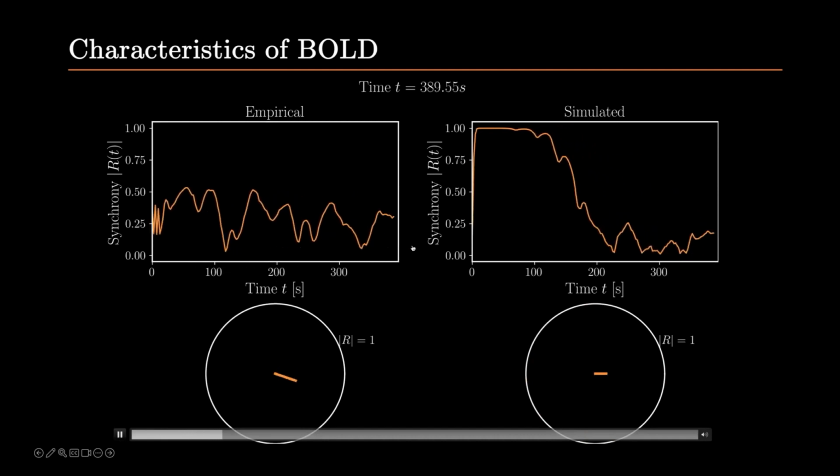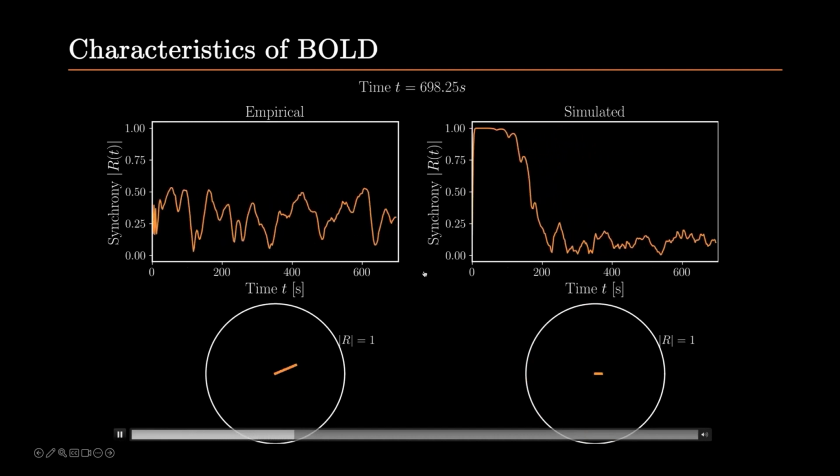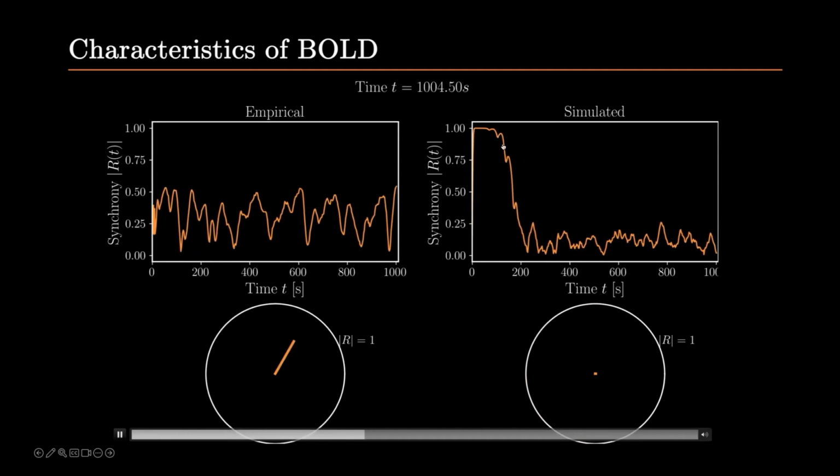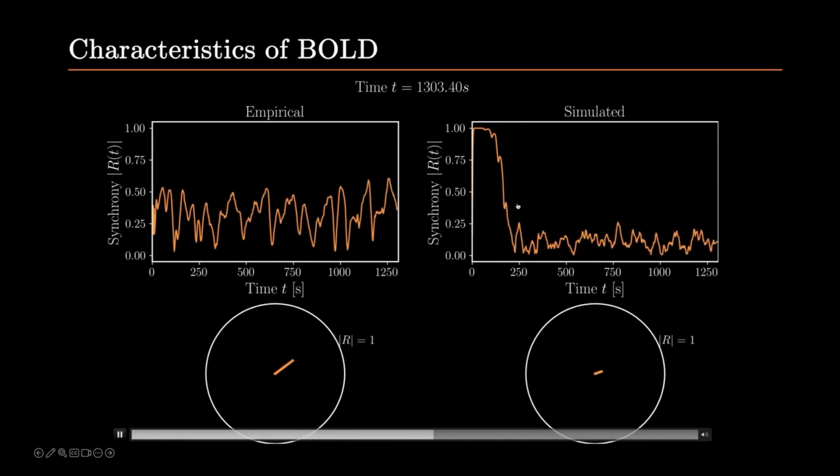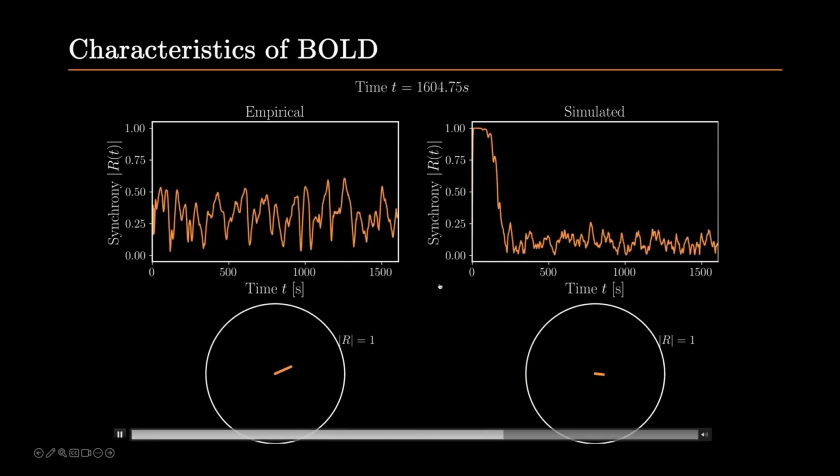And you can see the empirical data has a certain level of synchrony. The simulated data starts out very synchronized, and then it reaches also a certain level of synchrony. And we try to match these levels of synchrony, the simulated to the empirical one, to make sure that synchronization is taken into account in our brain network model.